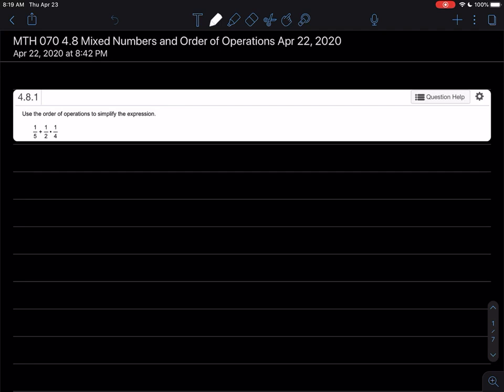So the first one we're doing 1/5 plus 1/2 times 1/4. So the thing we want to remember here is that according to order of operations, I want to multiply before I add. So also remember, when you multiply, go straight across. So for this first one, we get 1/5 plus 1 times 1 is 1, 2 times 4 is 8. Now we have 1/5 plus 1/8.